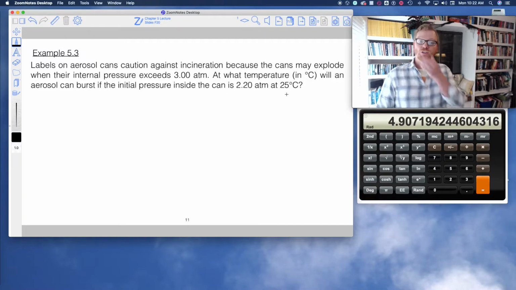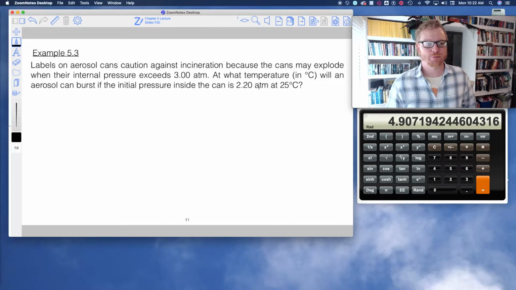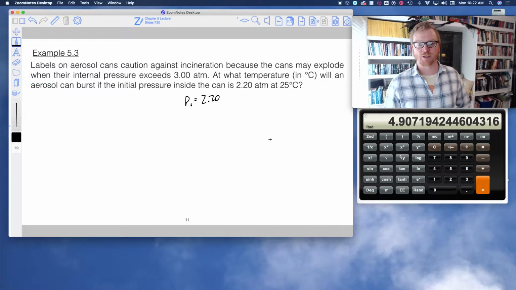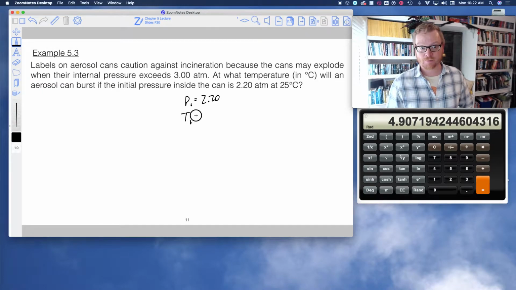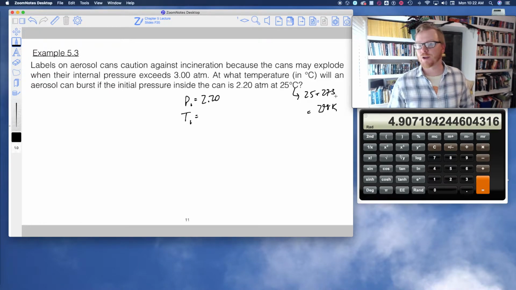Okay, so let's back up. What are we asking? At what temperature will an aerosol can burst if the initial pressure inside, and I'm just going to right away call that P1, is 2.2 atmospheres at 25C. So that means this T goes with this P. And I am going to turn that into Kelvin, but then I'm going to have to turn it back into Celsius to finish the problem. Okay, so 25 Celsius is 298 Kelvin, 25 plus 273.